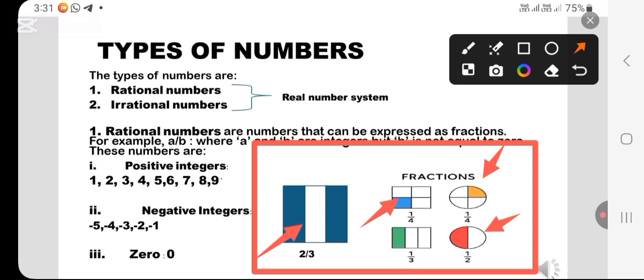Look at this circle. This circle was divided into 2 parts, and a part was taken off. The part taken off is 1 over 2. This rectangle was divided into 3 parts. A colored part was taken off. So the part taken off, which is a fraction, is equal to 1 over 3.